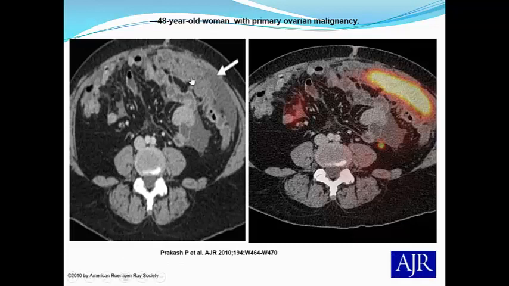And this is a primary ovarian malignancy with the omental cake we used to see, and this is how it takes up on PET. And here there is another implant, which was not seen on the reference image.